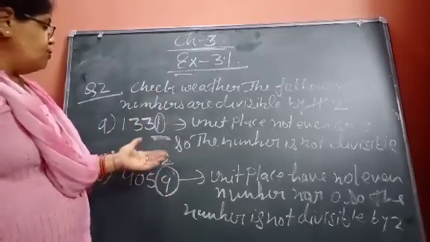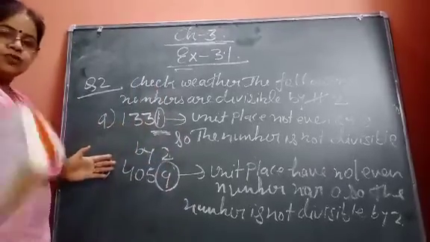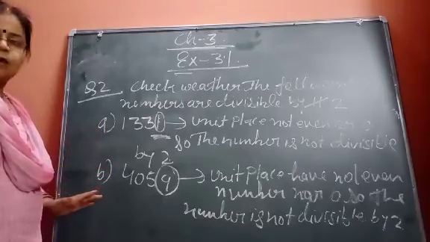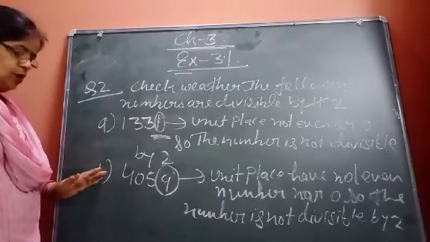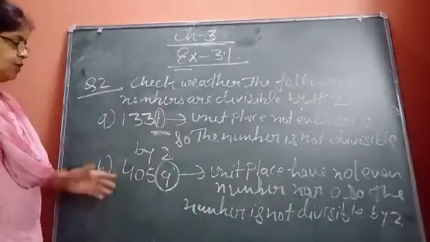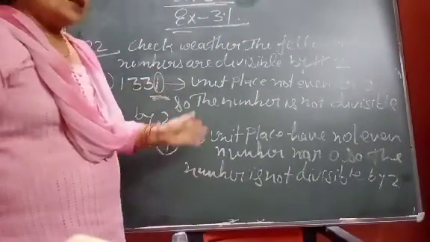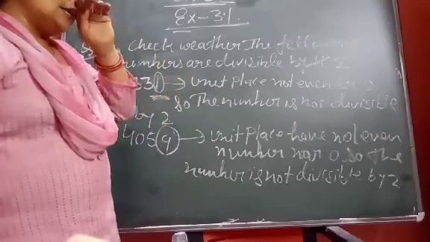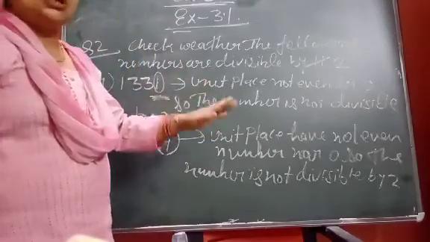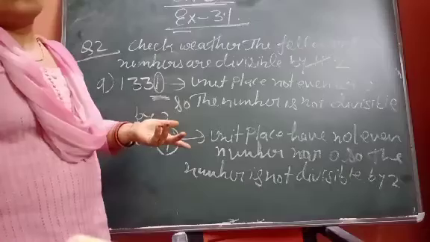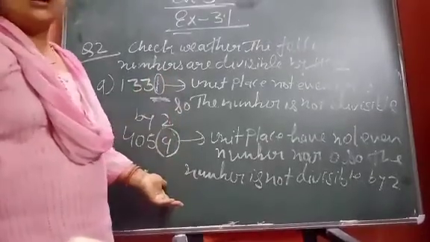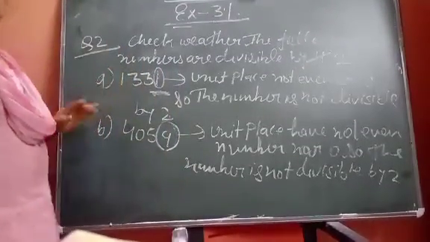Maybe everybody of you has understood how you will perform them. In this way you will do C, D and E parts also. Just see the unit place, whether the unit place has an even number or 0. If it has, then the number will be divisible by 2, and you will write in this way. In this way you will complete the second question also.